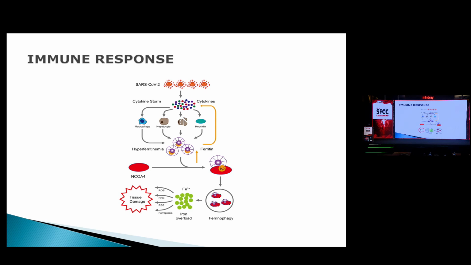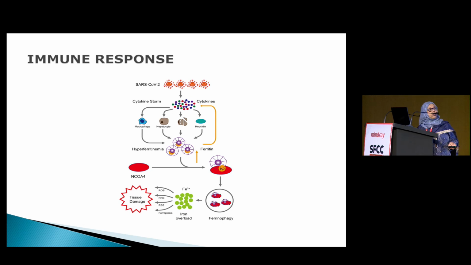So these autophagosomes release the iron by the degradation of the ferritin, and thereby the intracellular iron increases. This in turn causes an increase in reactive oxygen species, nitrogen and sulfur species, and ferroptosis, in turn causing tissue damage. So this was the scenario we have seen in the case of COVID-19, and how this hyperferritinemia was seen in individuals who were suffering from COVID infection.